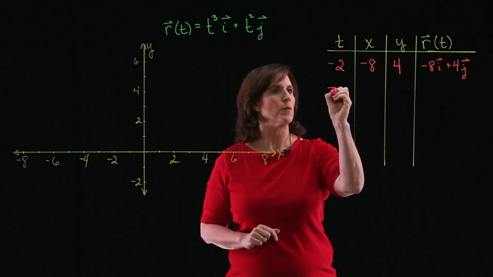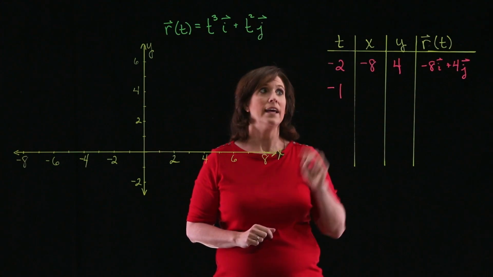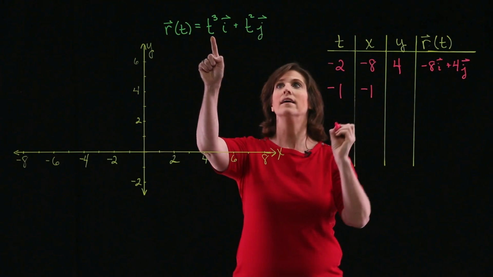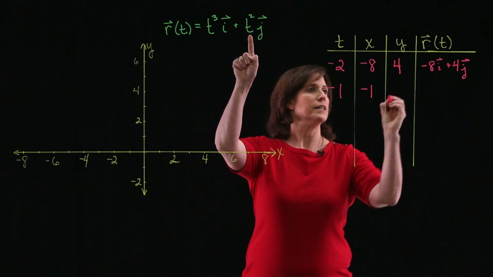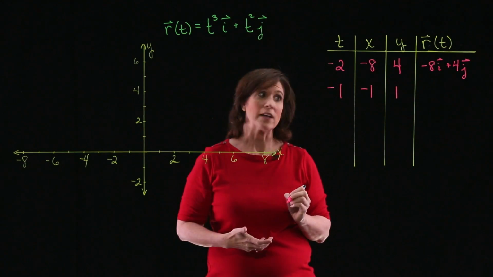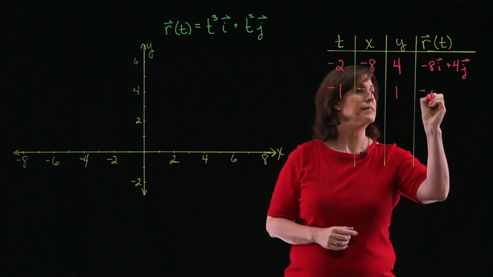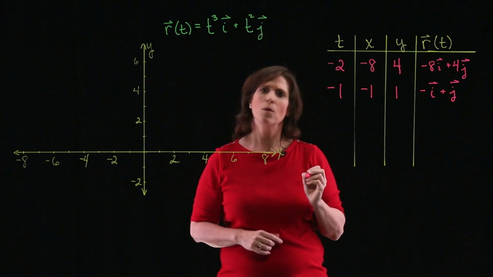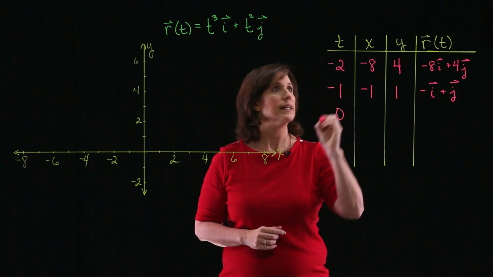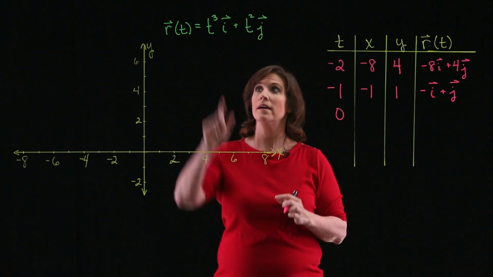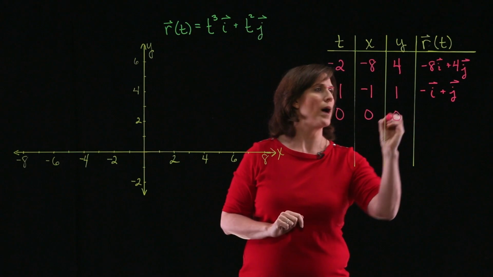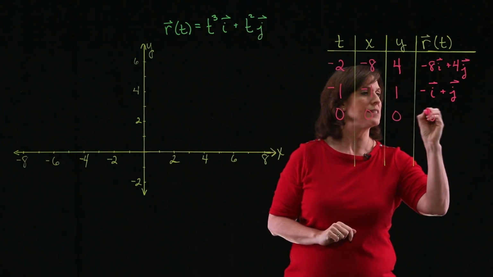All right, let's try it again with t being equal to -1. If t is -1, the x component is going to be -1. The y component is going to be +1. The vector that's created is -i plus j. We're going to do a few more. Let's see what happens when t is 0. 0 cubed is 0, and 0 squared is 0 as well, so that's going to be just the 0 vector.